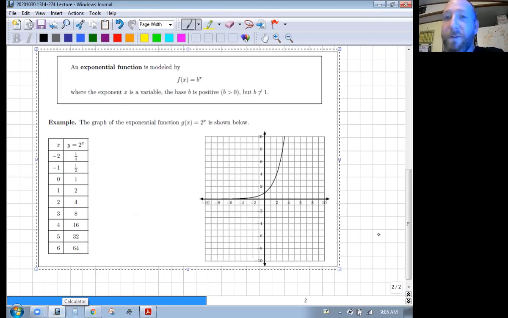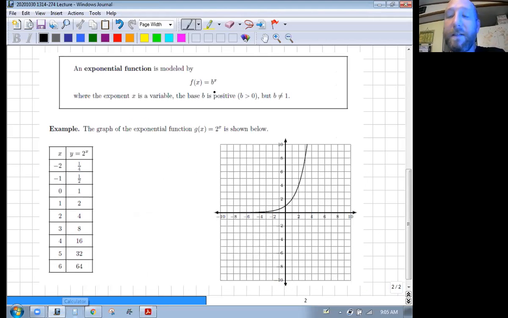In an exponential function, the x is in the exponent. Your variable's in the exponent. They use b for the base, all right? B to the x. You can use whatever letter you want. They use b because that's the first letter of the word base, all right? It only works if b is not 1, right? Because 1 to the x is just 1, right? That wouldn't be an exponential function.